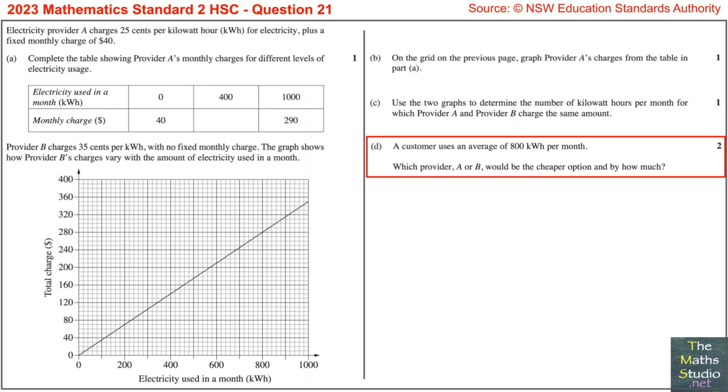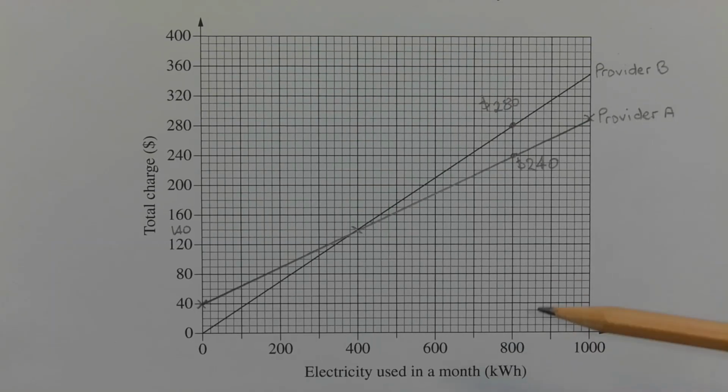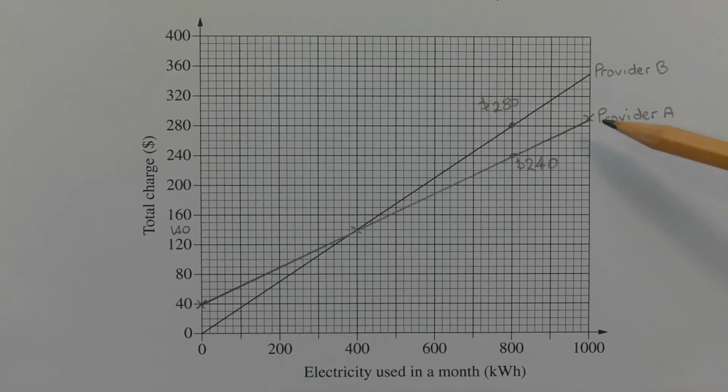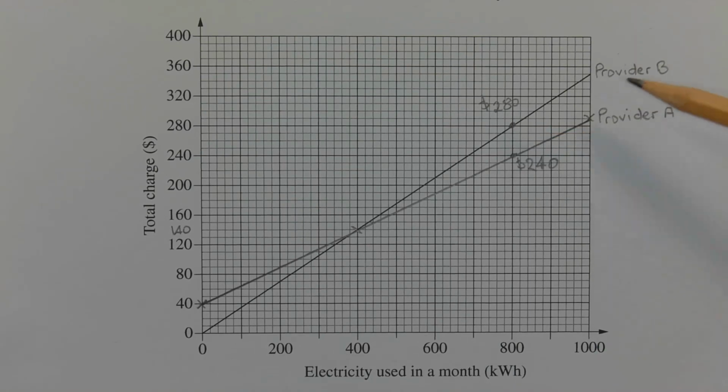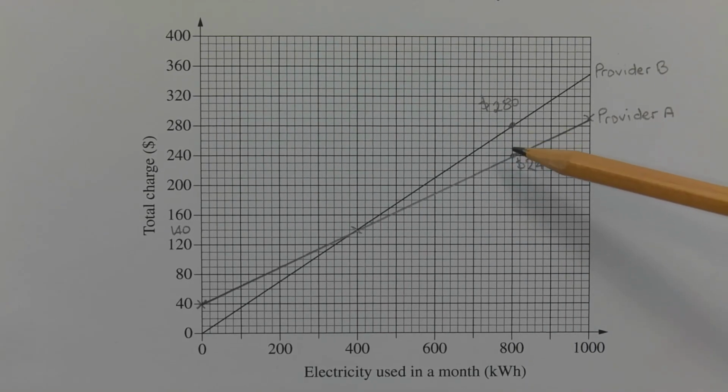Part D. A customer uses an average of 800 kilowatt hours per month. Which provider, A or B, would be the cheaper option and by how much? From the graph, a customer that uses 800 kilowatt hours will be charged $240 using provider A and $280 using provider B. So firstly, provider A is cheaper, and by how much? Well, it's the gap between these 2 points. So 280 minus 240 is equal to $40.